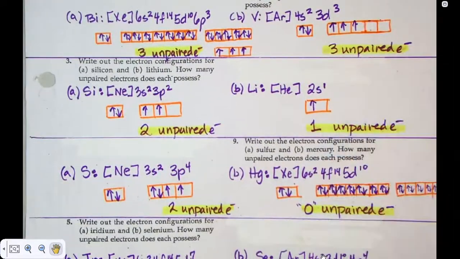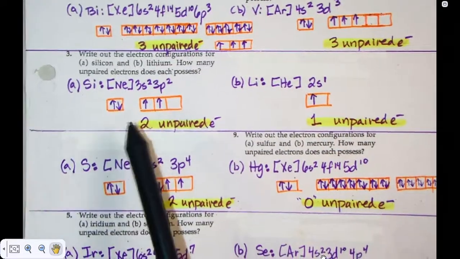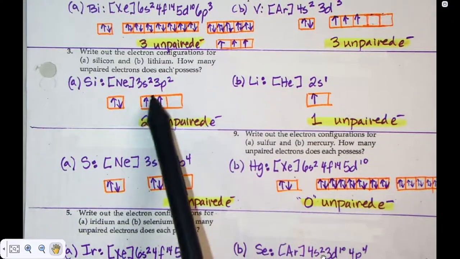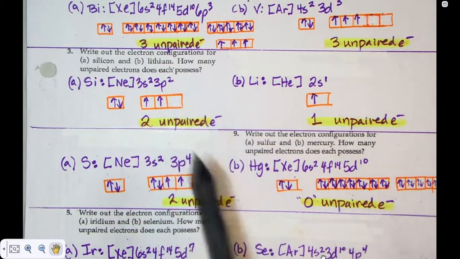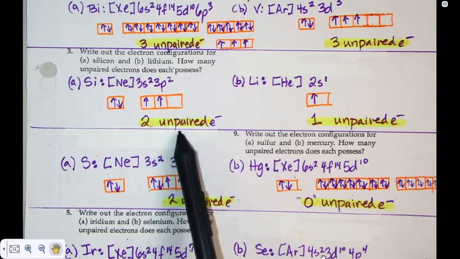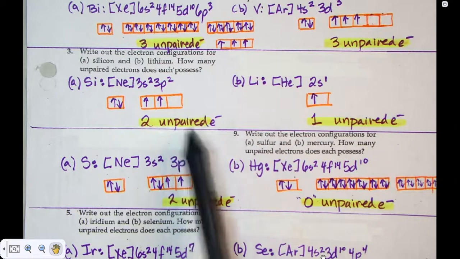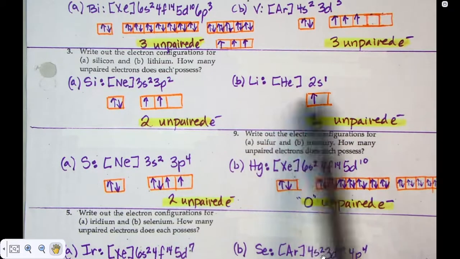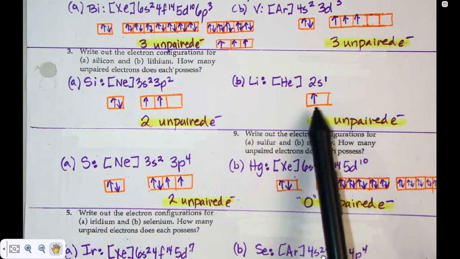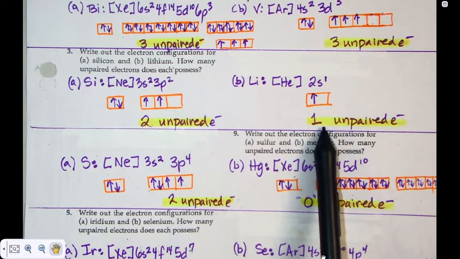All right, let's look at number 3. For number 3, silicon is neon in square brackets, 3s2, 3p2, and you should say you have 2 unpaired electrons there. For lithium, helium in brackets, 4s1. If you draw your s orbital and put 1 electron in it, there's 1 unpaired electron in number 3.